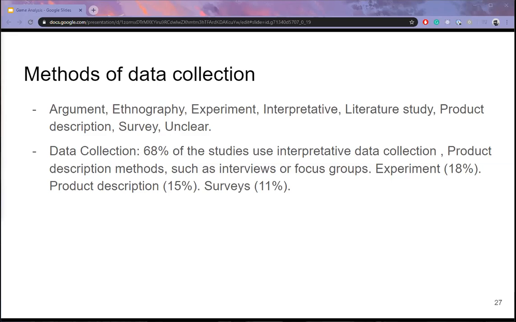Okay, so in method of data collection, 68% of the studies use interpretative data collection, such as interview or focus groups. 18% use experiments, 15% use product description, and 11% use survey.